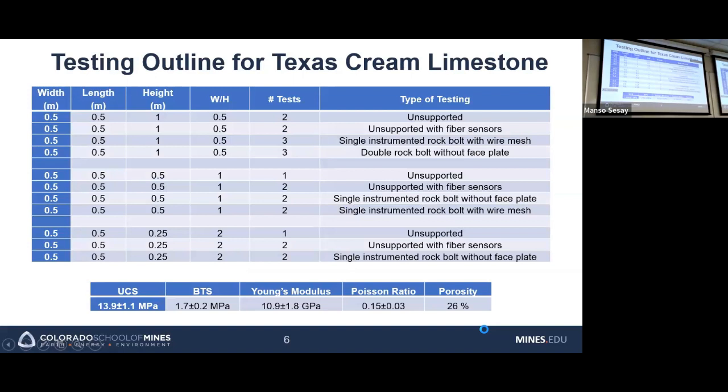And if you see the type of testing, we have both unsupported and supported. For the supported, we have different components: wire mesh, face plate, and other support systems, and they have the fiber sensors, basically. And the Texas stream limestone specimens are pretty weak. We chose this limestone because we wanted to load these big specimens on the system without exceeding its capacity. So that's why we chose the very low strength Texas stream limestone.